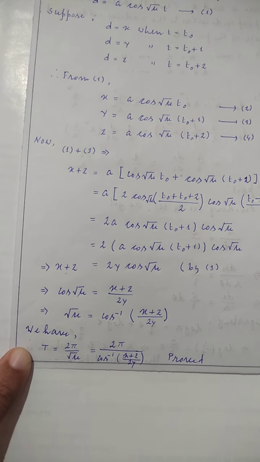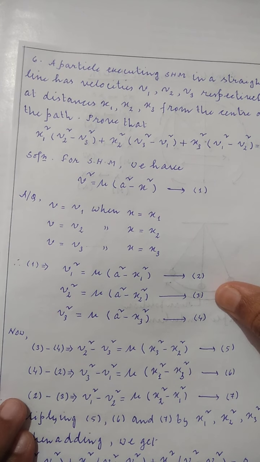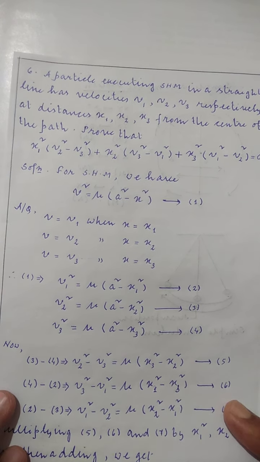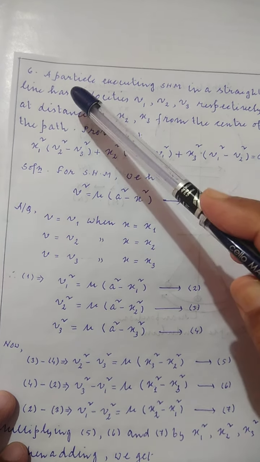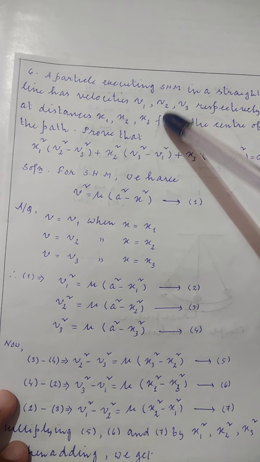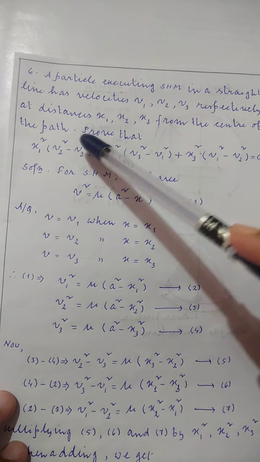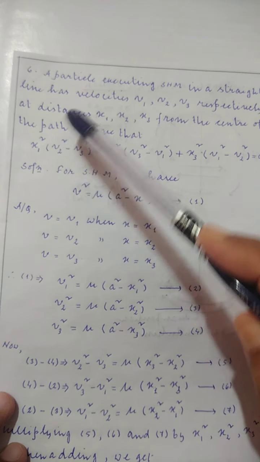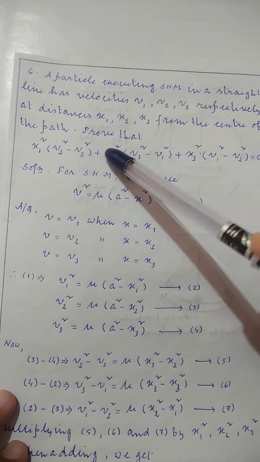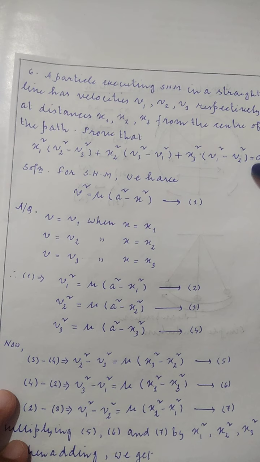So let's solve one more problem. It's very simple, almost similar type. One similar problem we have already done. See the next problem: a particle executing simple harmonic motion in a straight line has velocities v1, v2 and v3 respectively at distances x1, x2 and x3 from the center of the path. Almost similar to the previous problem. Prove that x1 square into v2 square minus v3 square, plus x2 square into v3 square minus v1 square, plus x3 square into v1 square minus v2 square, is equal to 0.